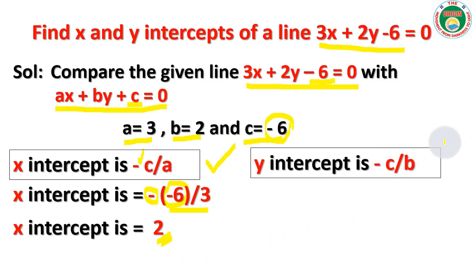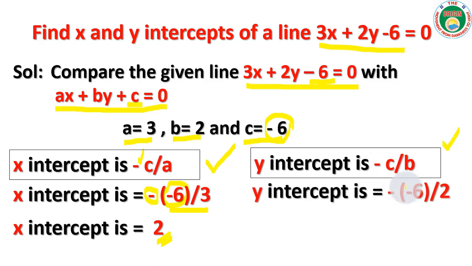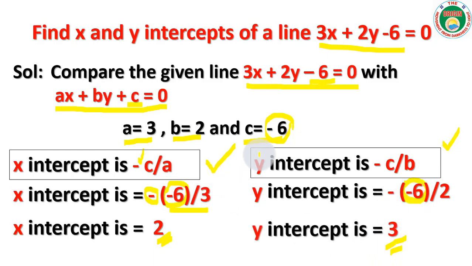Y-intercept is minus c by b. Formula: minus c by b. Same process. Minus of, in place of c, minus 6 is there, by b which is 2. Minus into minus is plus, 2 ones, 2 threes are there. Then the y-intercept is 3. This is another method. By using the formula, we can easily find the x and y intercepts.